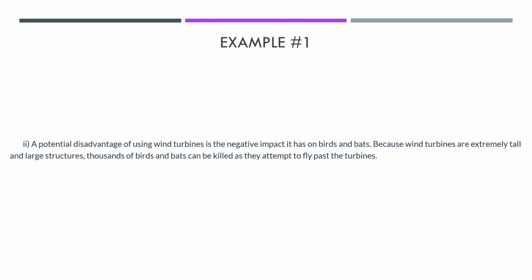Example number 1. A potential disadvantage of using wind turbines is the negative impact it has on birds and bats. Because wind turbines are extremely tall and large structures, thousands of birds and bats can be killed as they attempt to fly past the turbines. This is a very good answer. It describes that it can have a negative impact and expanded, saying that they can be killed as they attempt to fly past these turbines. Very good answer. Good job.